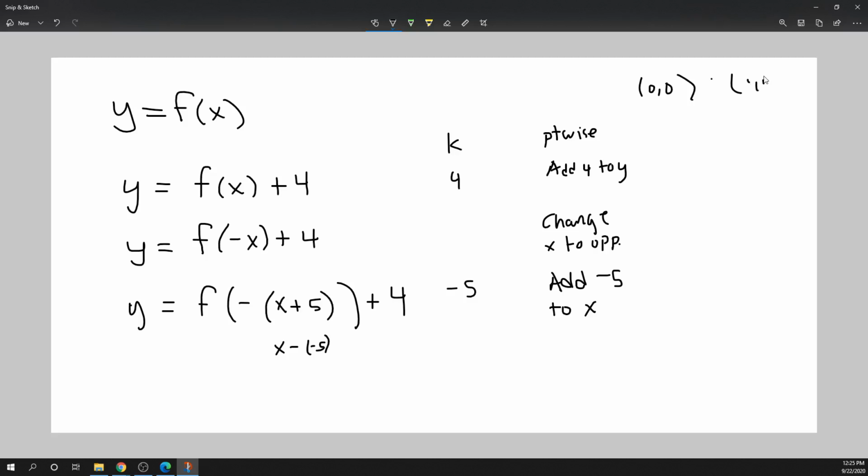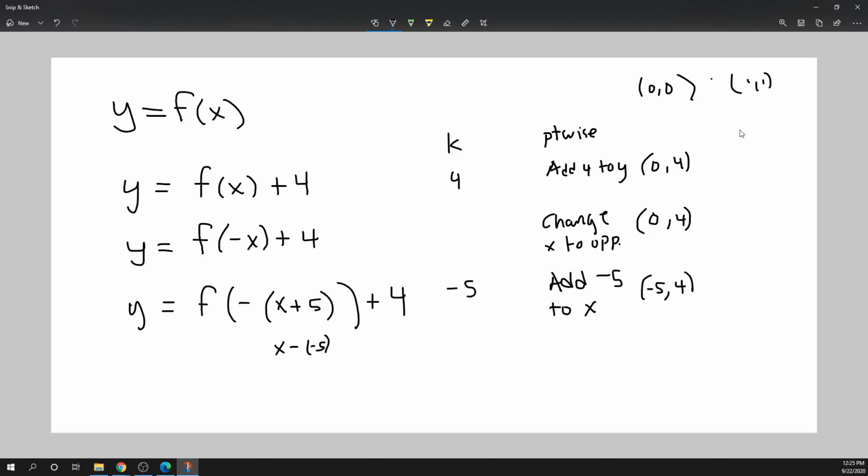And I'm going to go through and do all the things I'm supposed to. All right, so add 4 to the y value. So that would be 0, 4. Change the x to the opposite. Well, the x is 0, so the opposite of 0 is 0. That really wouldn't change anything. And then add -5 to the x. So 0 plus -5 is -5. So 0, 0 gets moved to -5, 4.